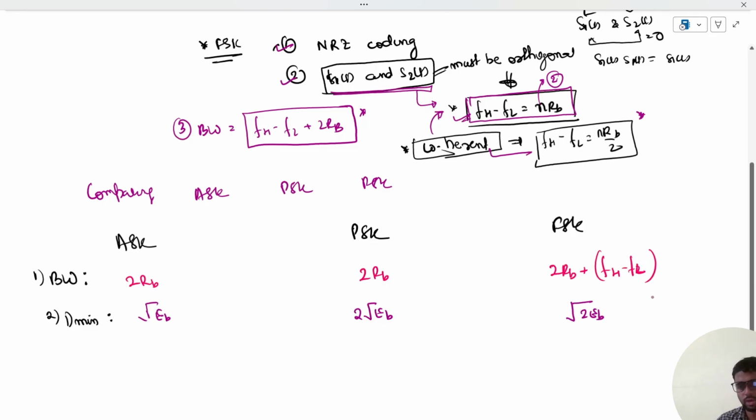Because we are going to represent one signal. This is S1(t) and this is S2(t). This is for FSK. So this is basically the d minimum, that is equal to 2 root over Eb. Okay.